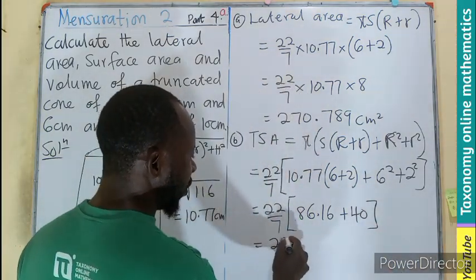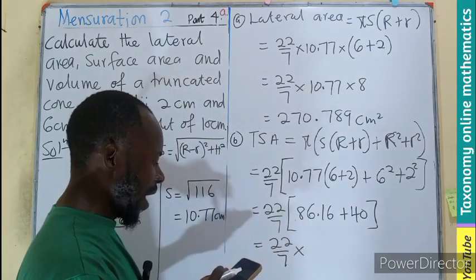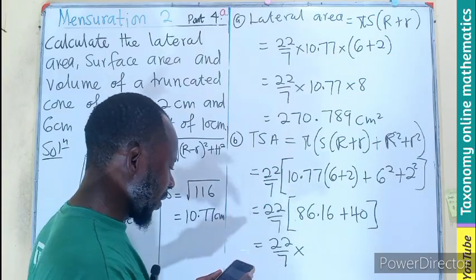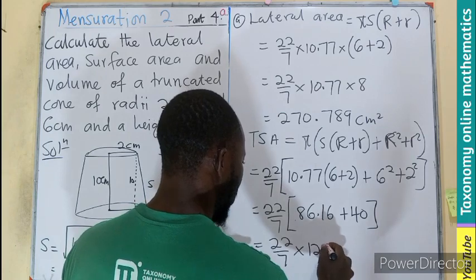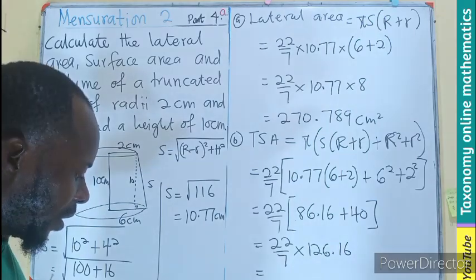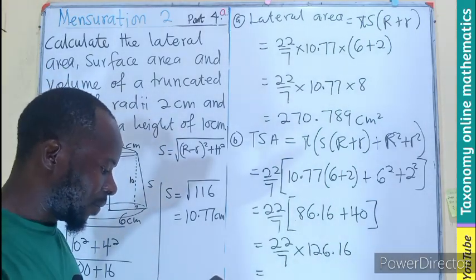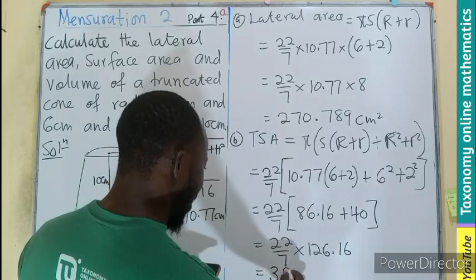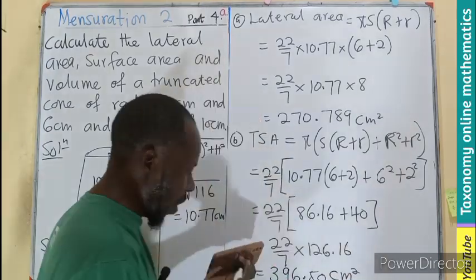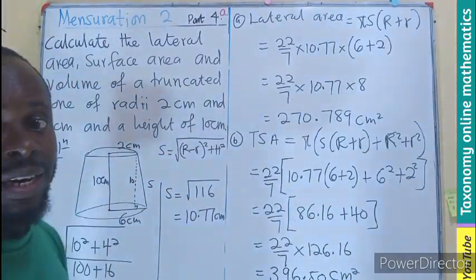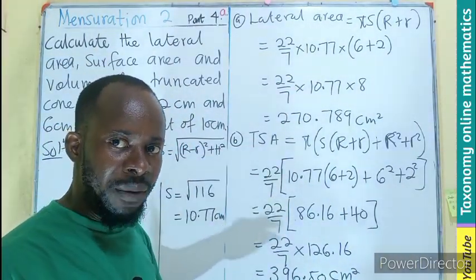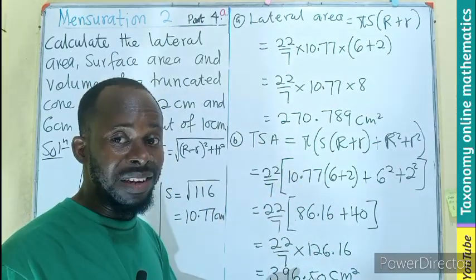So let's see our 22 on 7. Now we'll add 40 plus 86.16. That will be 126.16. When we multiply that by our 22 divided by 7, that will give us 396.50 centimeter square. So for the total surface area, we deal with the top area, the bottom area, and the curved surface area. All will give us this.